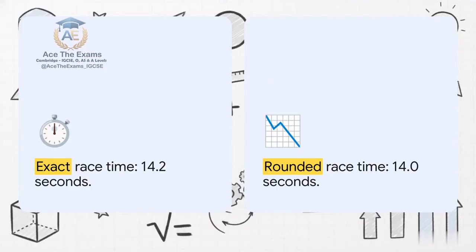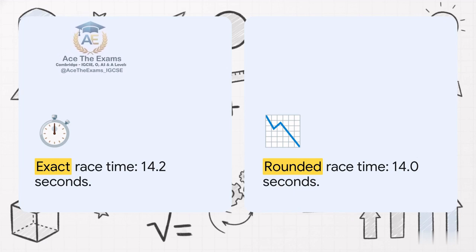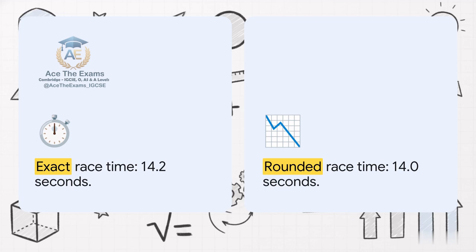Now, what's really interesting about this slide is how it visually contrasts the raw data with the student's applied estimation. Look at the exact time, it's 14.2 seconds. The rounded time is 14.0 seconds. The absolute error, meaning the raw mathematical difference, is exactly 0.2 seconds.